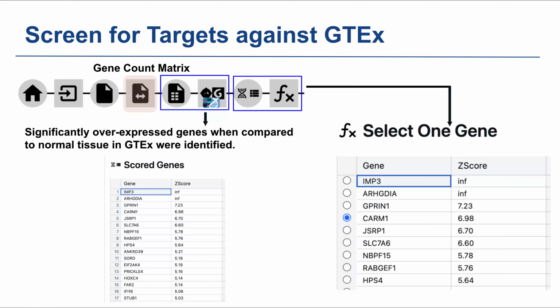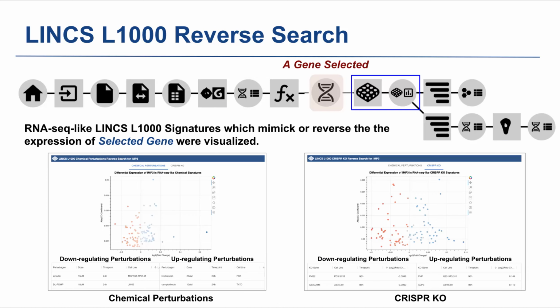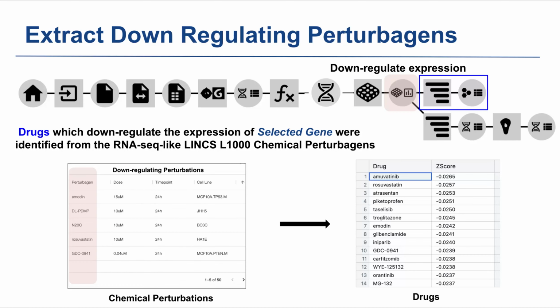Using the selected target gene, the workflow will return knowledge about the gene from multiple Common Fund programs. First, the workflow performs Link's L1000 reverse search query to find drugs, small molecules, and CRISPR knockouts that maximally up or down regulate the expression of the target. The query returns Link's L1000 chemical signatures that mimic or reverse the expression of the target.